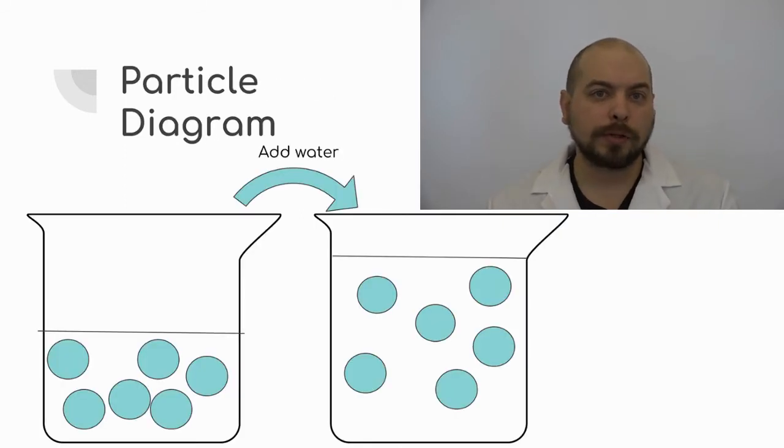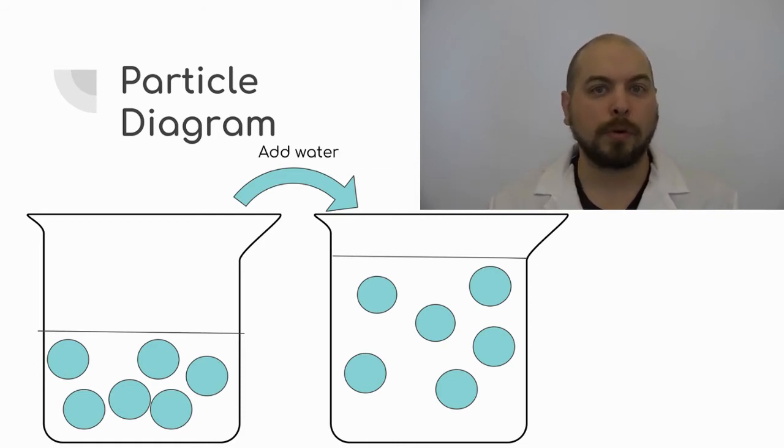So what does a dilution look like in a particle diagram? Well, check out this beaker. In this beaker, I have a certain number of molecules, or ions, or particles, and I'm going to simply add water to that beaker. And when I add water, as you can see, the number of molecules or particles didn't change, but there's now more volume.